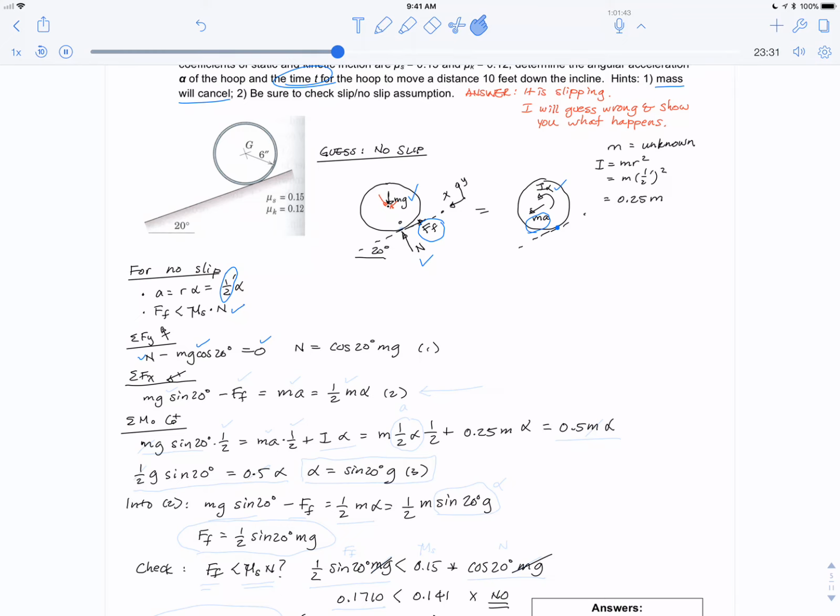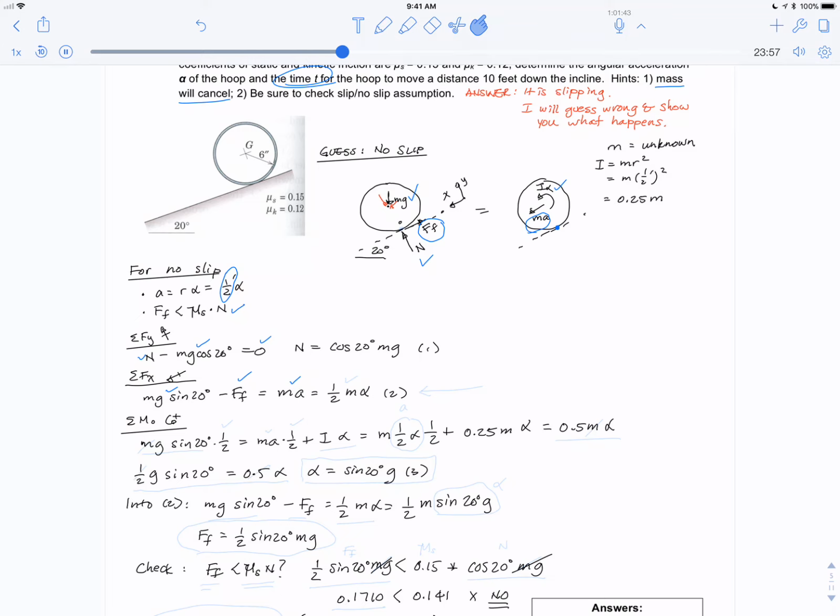Okay, so now I definitely know this ring is rolling downhill. There's no ropes attached, so I'm not going to get this wrong. I'm taking x positive downhill, and so the weight has a component downhill of mg sine 20 degrees. The unknown friction force is pointing up. That's all there is on it, and it's equal to ma going downhill.